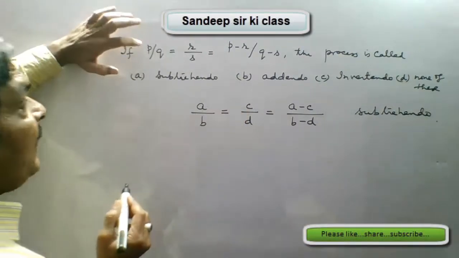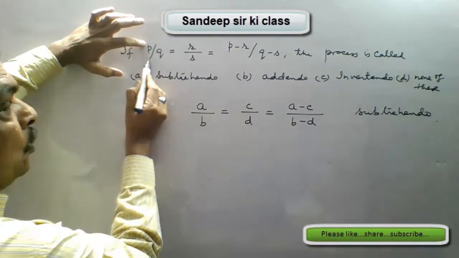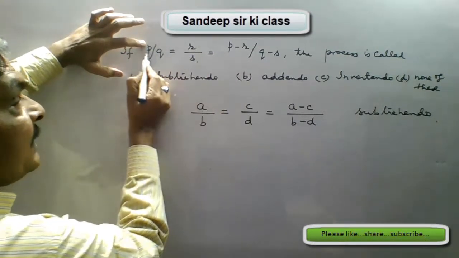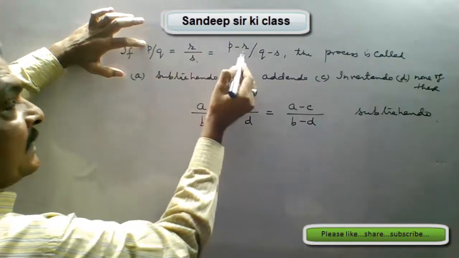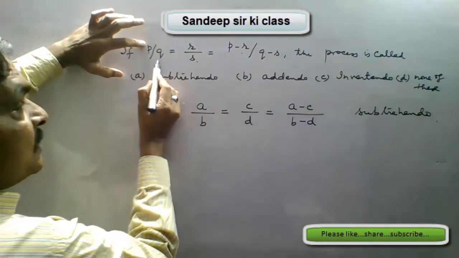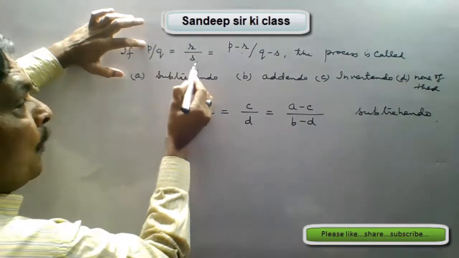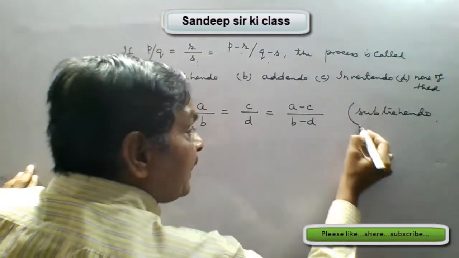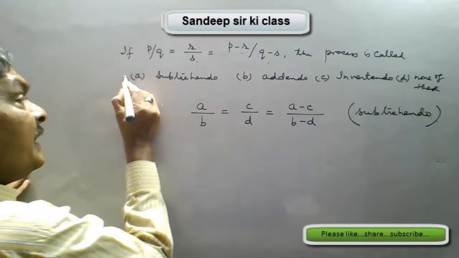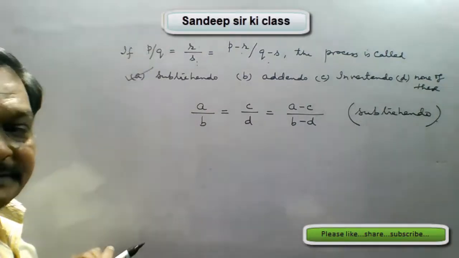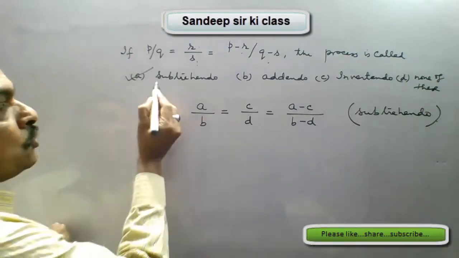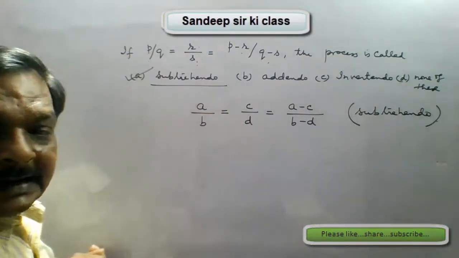So what we have been given is P upon Q is equal to R upon S, then numerators are subtracted, P minus R is equal to, denominators are subtracted, Q minus S, hence this is subtrahendo. Our option A is correct. This we have seen in our theory. It is a theoretical question, so option A here is correct.